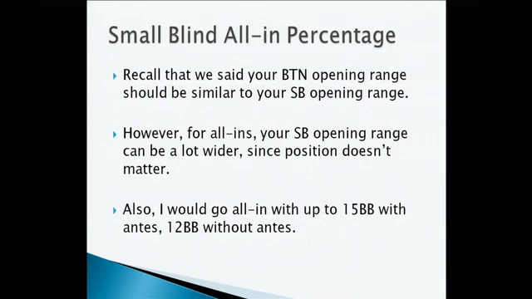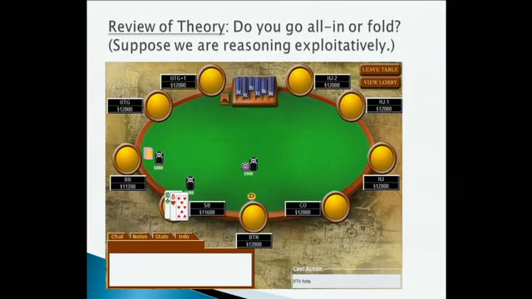Okay, so let's look at a sample situation, and I'm going to first analyze it theoretically, and then I'll try to go through a bunch of examples. So do we go all in or fold here? And let's suppose we're reasoning exploitatively, right? So this was level 2 thinking, not level 3 thinking.